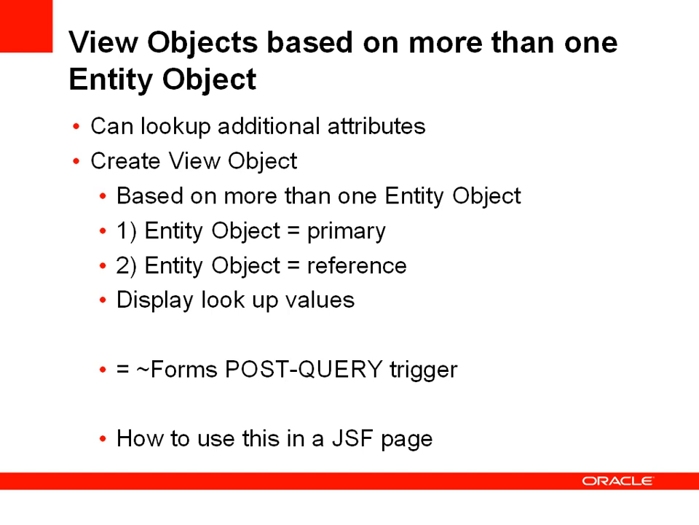View objects based on more than one entity object can essentially look up additional attributes to show the user. In order to do this, we still use the Create View Object wizard, where obviously we base it on more than one entity object, where the first entity object is the primary or updatable entity object, and this second entity object is the reference or lookup entity object, where we'll display additional lookup values from. For Oracle Forms programmers, this is very similar to the post-query trigger logic, except we're not going to write any code. The declarative ADF framework will do all this work for us.